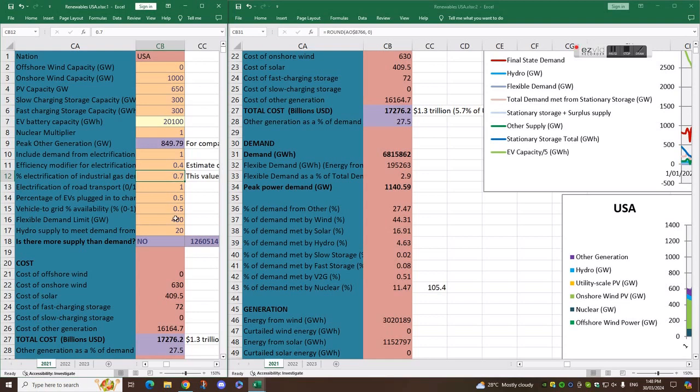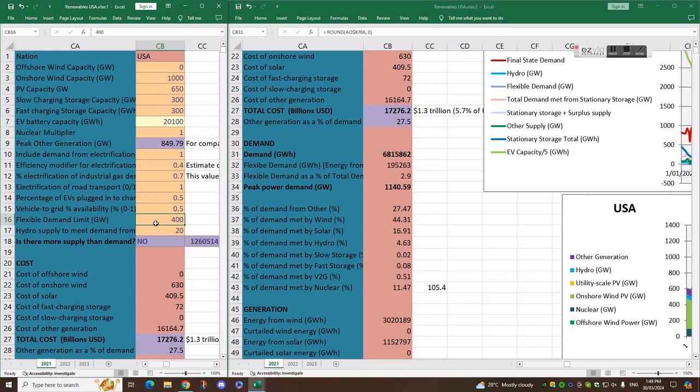So just say we're going to replace all of it with hydrogen. It could be other things as well. So I'm saying we're going to need 400 gigawatts of electrolyzers to produce that hydrogen. And we're also going to supply some power from hydro.